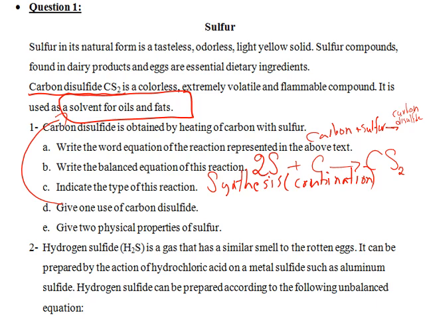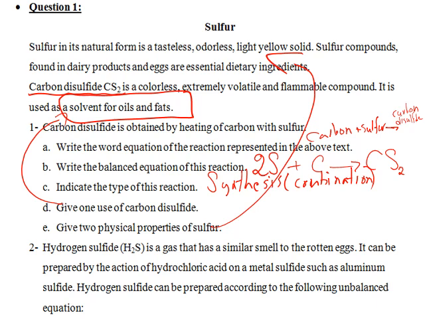Give two physical properties of sulfur. Sulfur is tasteless and mainly known as odorless. It is also volatile and flammable. You can say, for example, tasteless, and it is a light yellow solid. These are the physical properties mentioned here in the text.